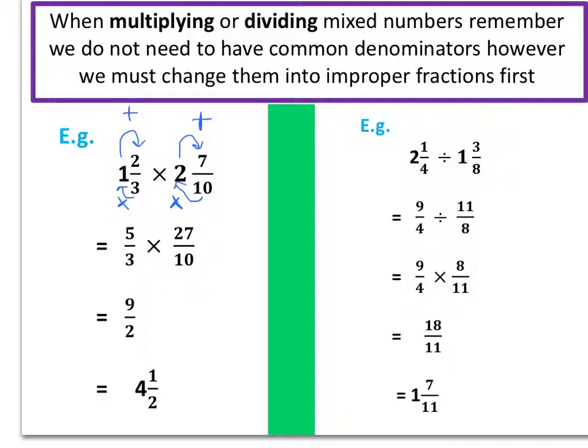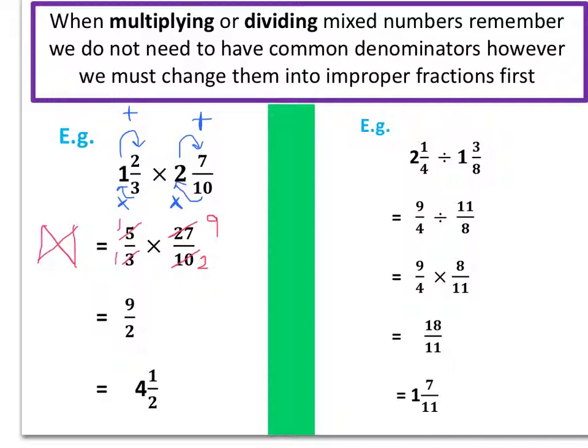Our next step here is to simplify before we do the multiplication. So remember, we're simplifying across in that bow tie shape that you've seen in previous videos. So we'll start with the 5 and the 10. The highest common factor for 5 and 10 is 5. So 5 goes into 5 once and into 10 twice. And now we can look at the other diagonal, 3 and 27. Our highest common factor is 3. So 3 goes into 3 once and into 27 9 times.